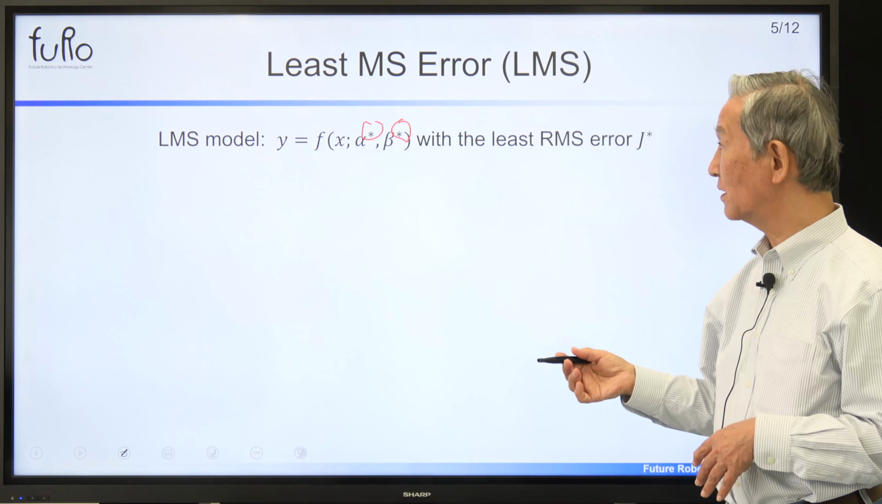So therefore, what we do, I'm repeating myself again, is differentiating. But there are two parameters, so we are going to differentiate partially. Partial differentiation with respect to alpha and beta, and set both of them equal to 0. You have 2 equations and 2 unknowns, so you should be able to solve.